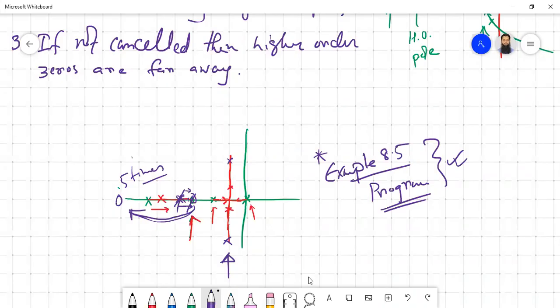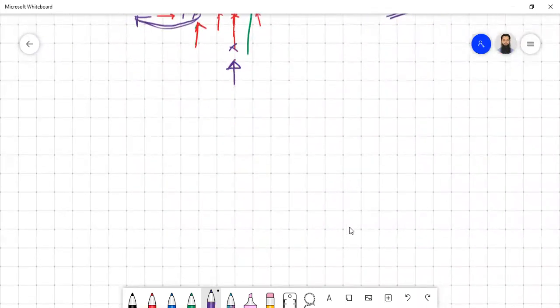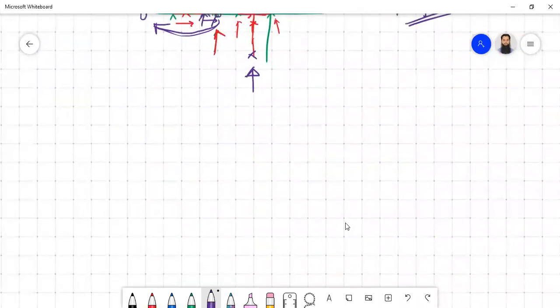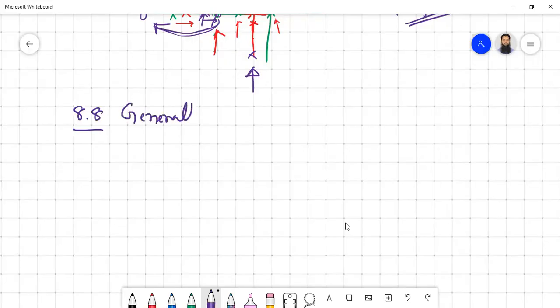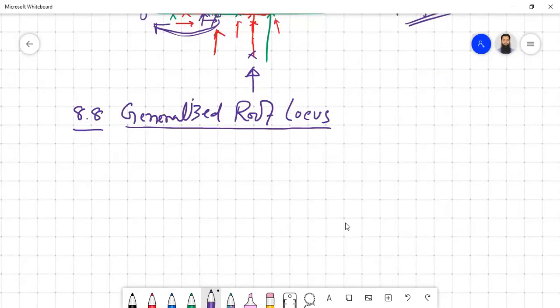Now, Article 8.8, this is simple. As we said in one of the classes, it is not necessarily always the gain K for which we have to plot the root locus. It can be any parameter. So Article 8.8 is saying that: generalized root locus. So now, if it is a generalized case, how are we going to plot it?